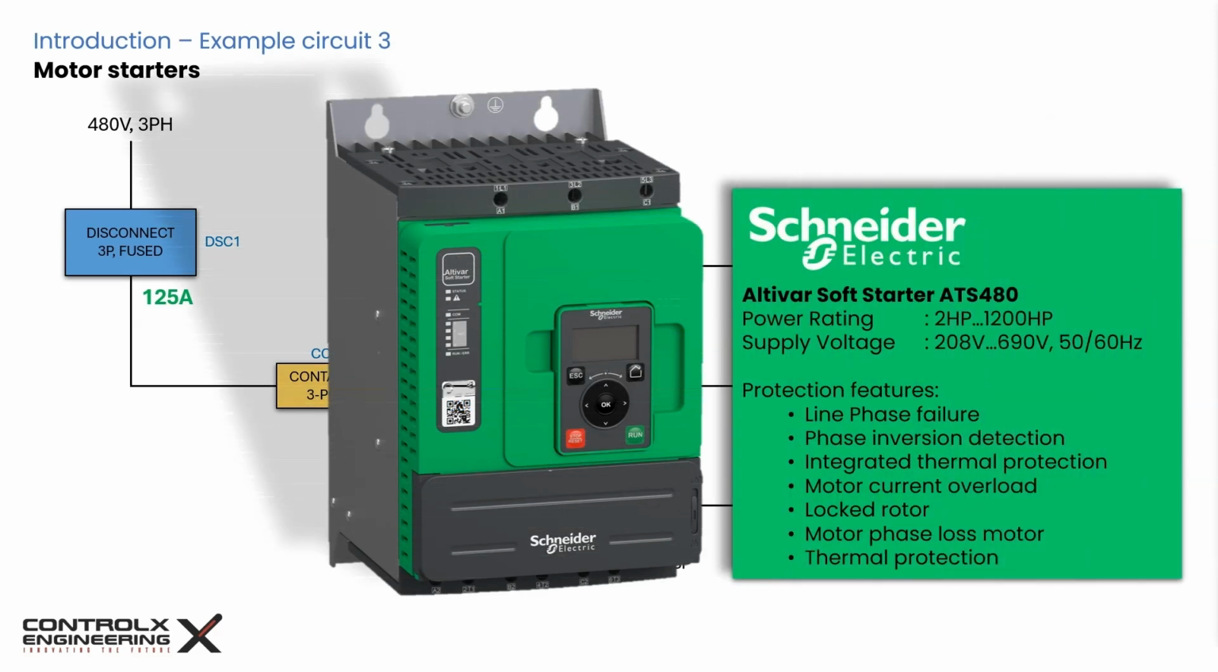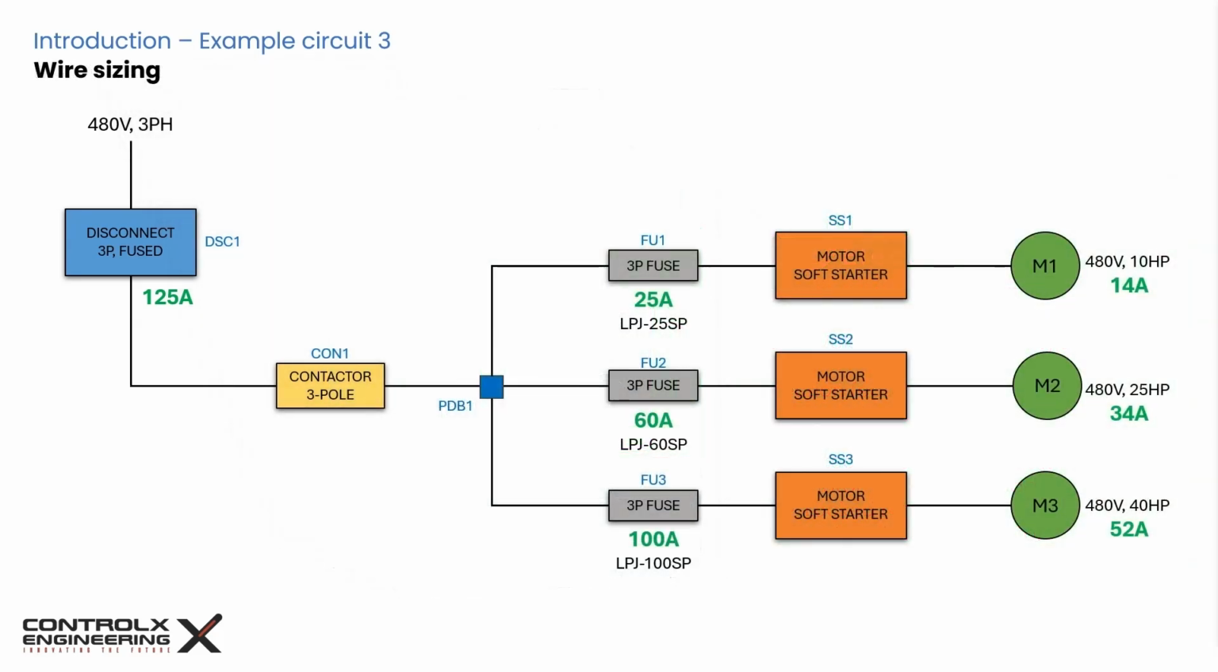Altivar soft starter ATS480, which is suitable for controlled starting and stopping of motors for applications like pumps, fans, blowers, compressors, mixers, conveyors, and many other applications. The ATS480 family has a soft starter for every motor power rating from 2 HP to 1200 HP. This soft starter is built for demanding industrial and process environmental applications. It features advanced torque control, dynamic braking, and various protection features, including motor overload detection and protection.